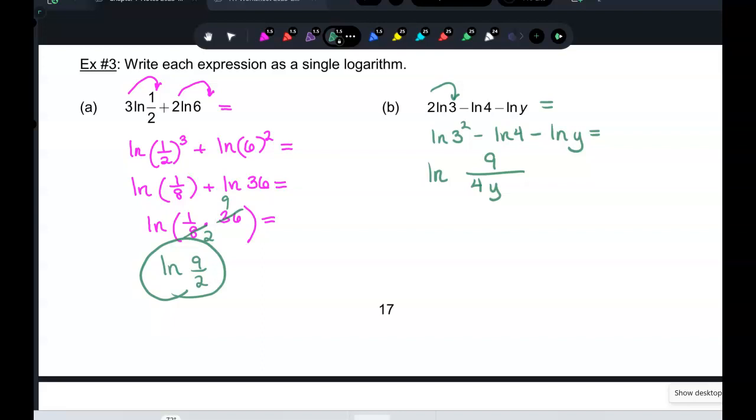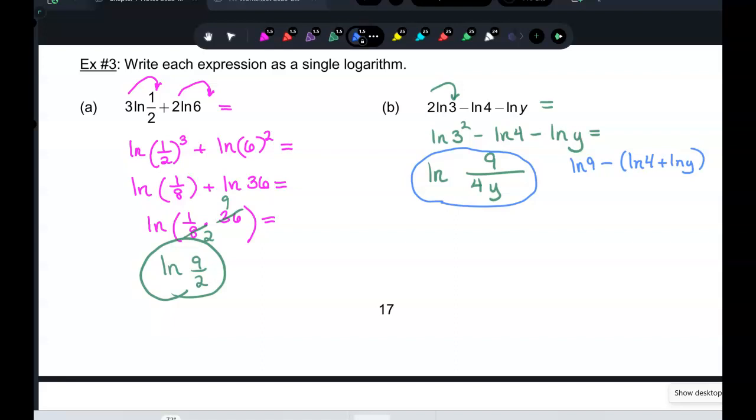Think about if I took natural log of 9 and then I took out a negative. Do you see how I'm really subtracting these two multiplied together? I like to just think if it's a subtraction sign, we're just putting it in the denominator, and you multiply. Okay. Cool.